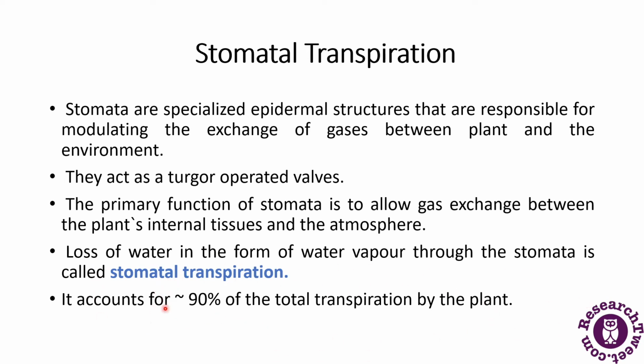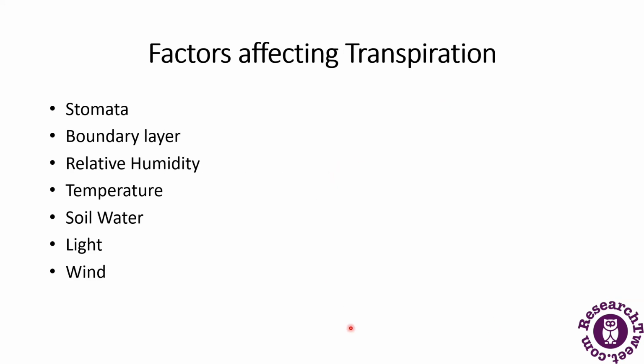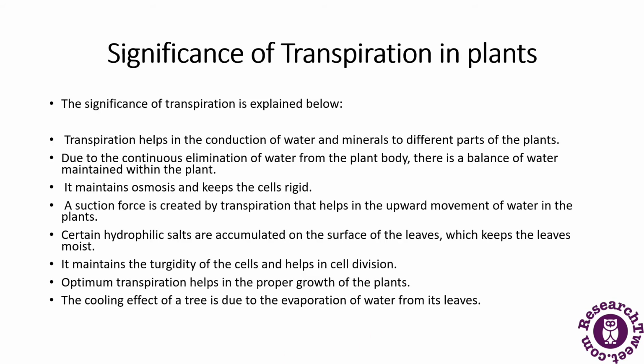Stomatal transpiration is one of the highest percentages of the total transpiration of the plants, about 90%. Next, what are the factors that affect transpiration? They are stomata, the boundary layer, relative humidity, temperature, soil water, light and wind. These are all the factors that affect the process of transpiration.